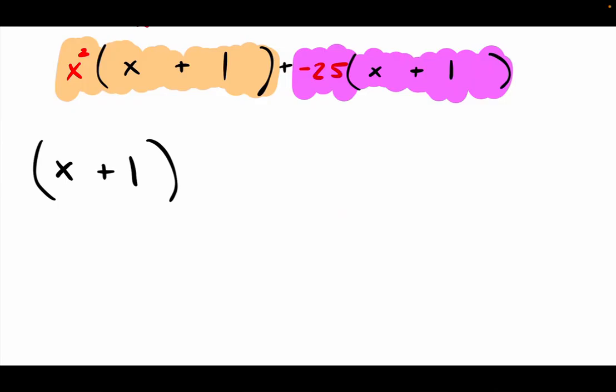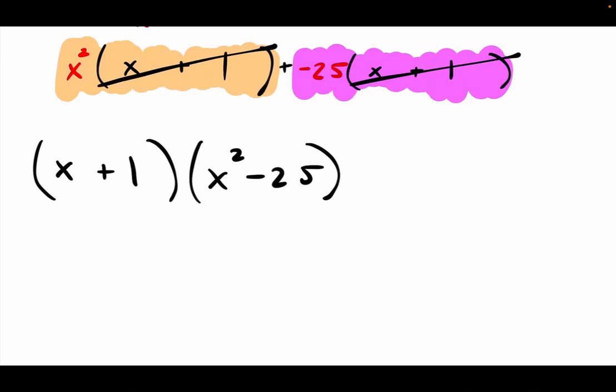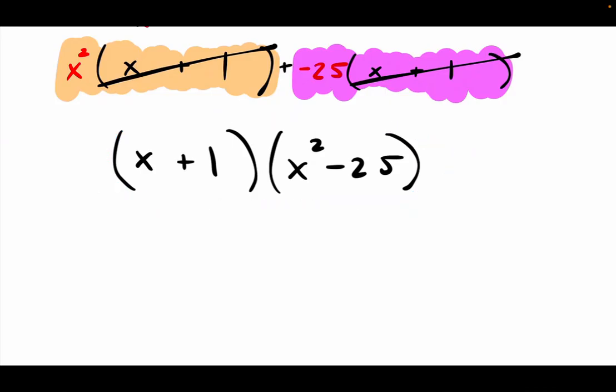Then we're going to write down the leftovers as another binomial in parentheses. So we're done with this one, and we're done with this one. What are the leftovers? X squared plus a negative 25, right? Instead of saying plus a negative 25, isn't that just minus? Adding a negative is subtraction. X squared minus 25. That was step 6 and step 7. Step 6 gave us this one, step 7 gave us the other one.